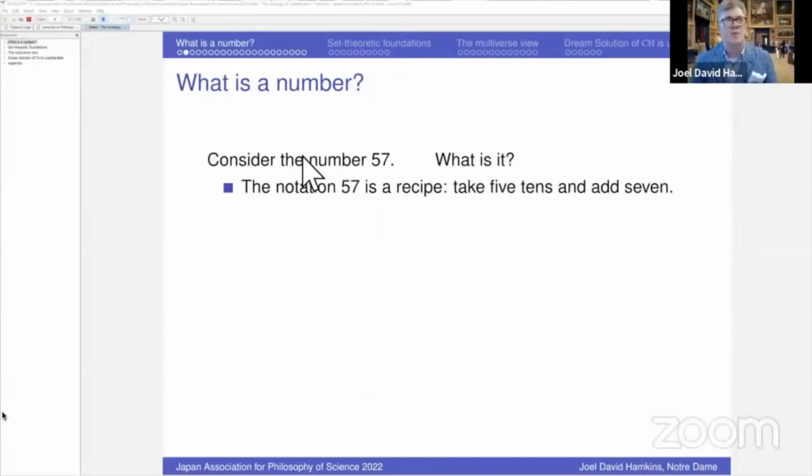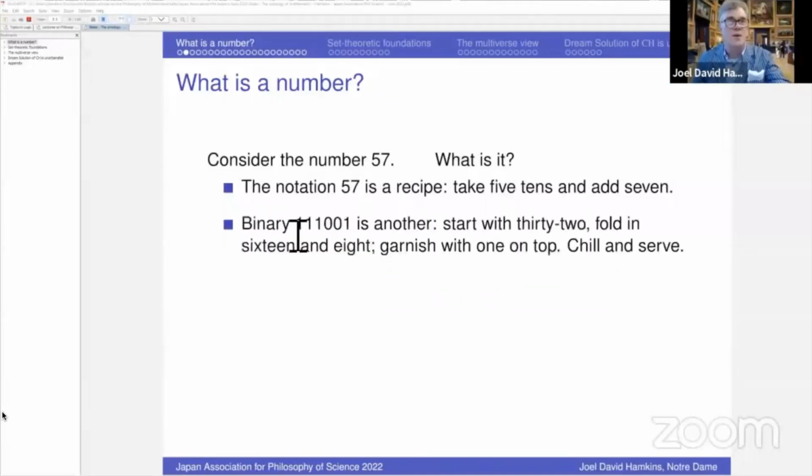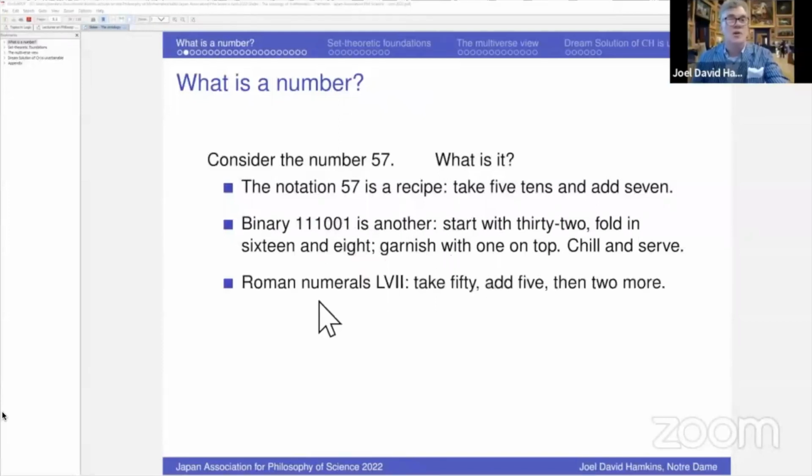Okay, so what is a number? Well, let's think about the number 57. What is it? What kind of thing is it? Of course, this notation 57 is a recipe. It means 5 tens and 7 ones, but we have many other recipes for that same number. For example, 57 is also written in binary like this. And this means 1 32 and 1 16 and 1 8 and no 4s and no 2s and 1 1. That adds up to 57. Or for example, in Roman numerals, we can take 50 and 5 and 2 more, and that's 57.